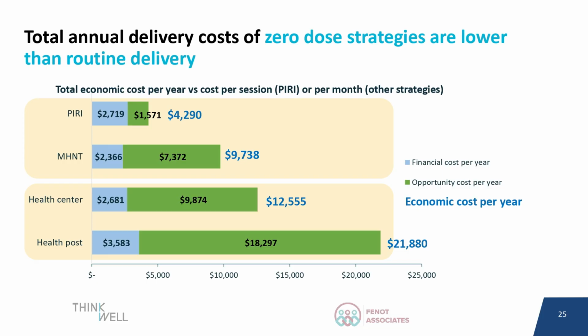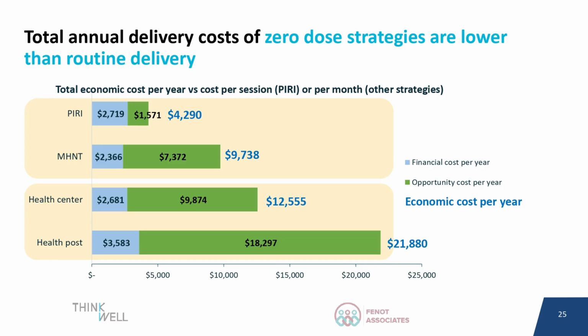So in terms of costs, the total annual delivery cost of the zero-dose strategy is lower than the routine delivery strategy. PIRI and the mobile health and nutrition team are zero-dose focused immunization strategies, other than the health center and the health posts. When we see their annual costs, the health posts cost us about $21,880 per woreda per year.